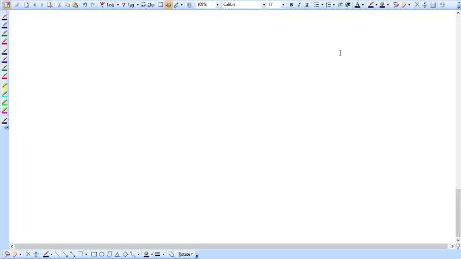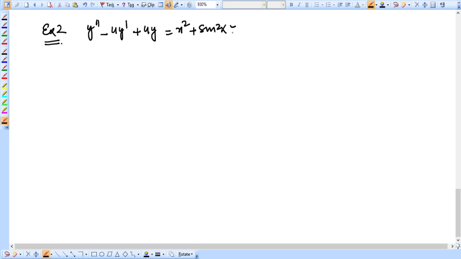Now one more problem on rule 3. Here we are given y double dash minus y single dash plus 4y is equal to x square plus sin 2x. It could also be written as double derivative of y with respect to x minus single derivative of y with respect to x plus 4y equal to x square plus sin 2x.